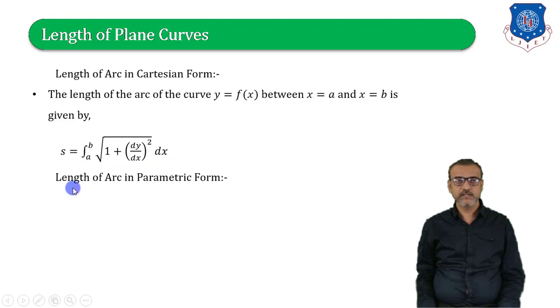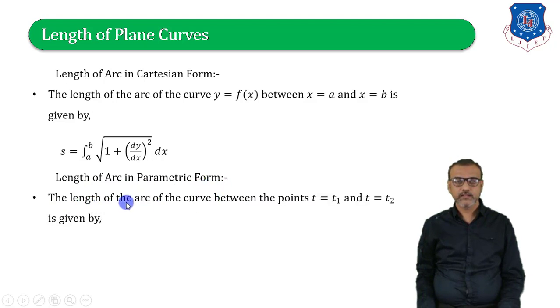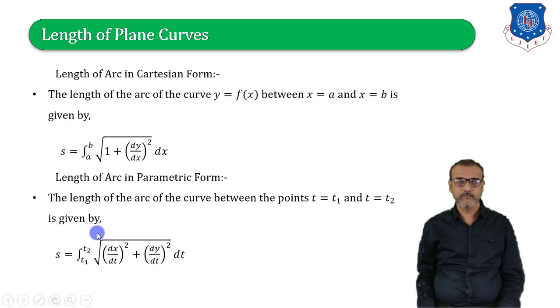Now we will see how to find out the length of arc in parametric form. The length of the arc of the curve between the points t equals t1 and t equals t2 is given by s equals integration from t1 to t2 square root of (dx by dt) the whole square plus (dy by dt) the whole square dt.